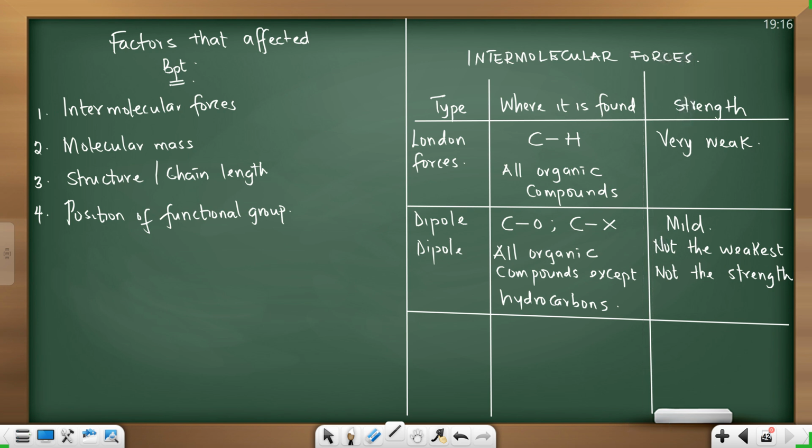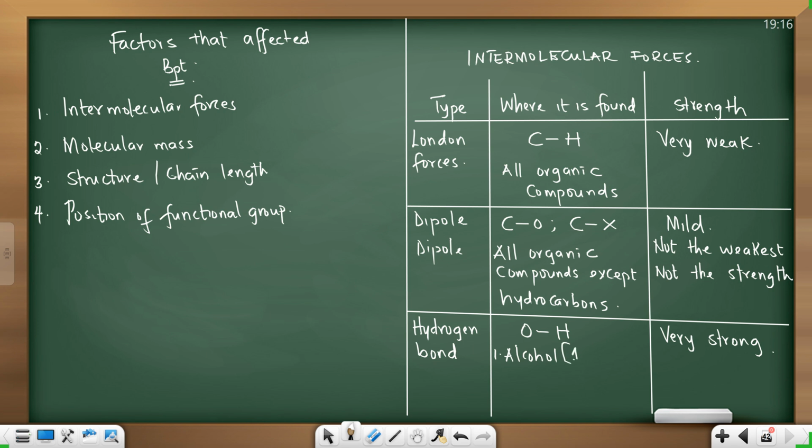And number 3, hydrogen bond. That is between oxygen and hydrogen. Very strong. Amongst the 3, it is the strongest. Now, if you look at all your organic structures, where do you find hydrogen bond? You find it only in alcohols.